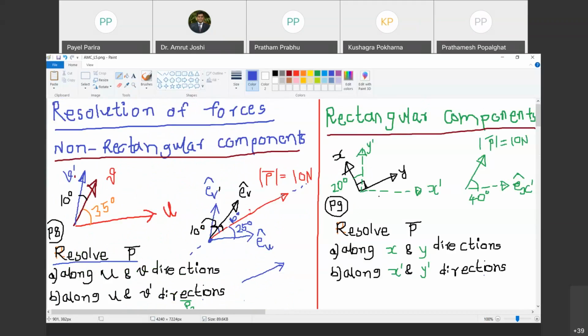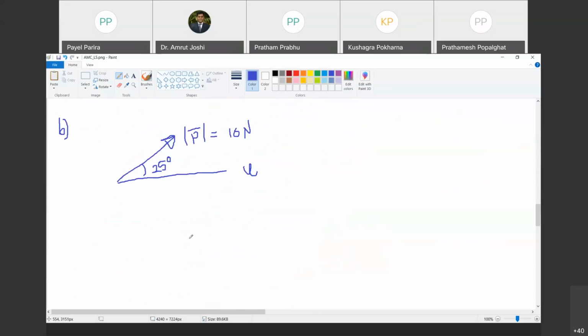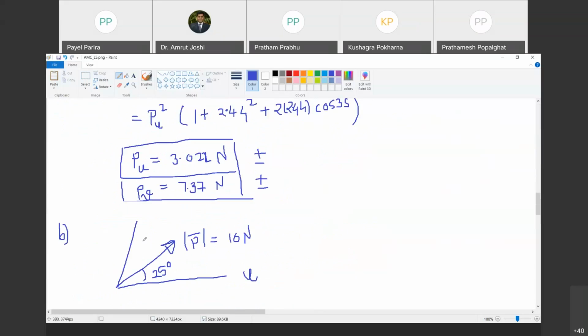Yes, sir. Look, V direction is at 35 degrees and V dash is at 10 degrees from it. So the total angle between U and V dash is 45. Out of 45, the angle with U is 25, so the remaining is 20. So V dash is at an angle of 20 degrees. Do you agree with me? Yes, sir. So this is V dash at an angle of 20.